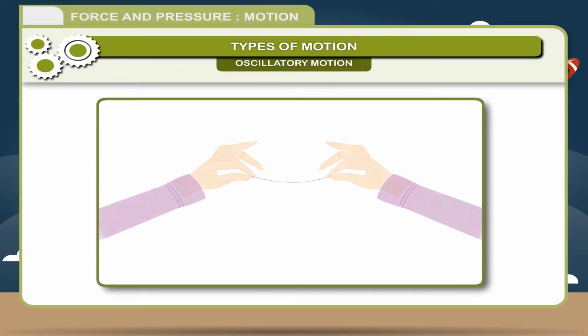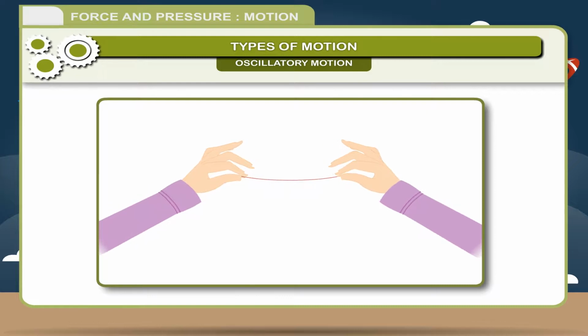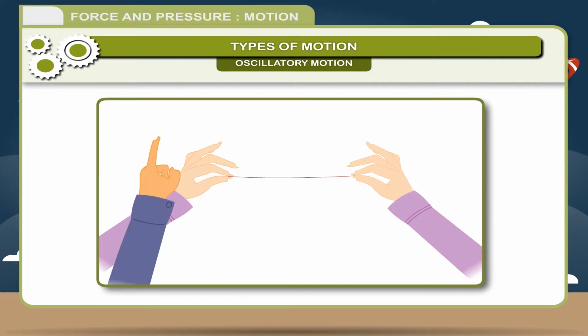Activity: take a thin metallic wire. Tie it in a stretched position between 2 points tightly. Pluck it from the center. You will notice that it shows a to and fro motion, which is also called repetitive motion.